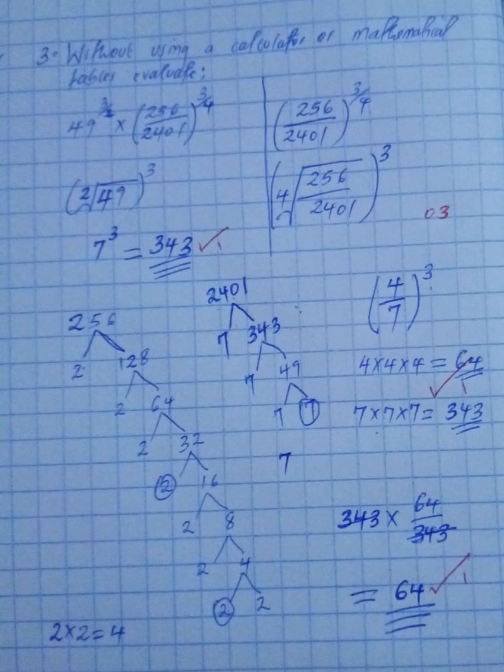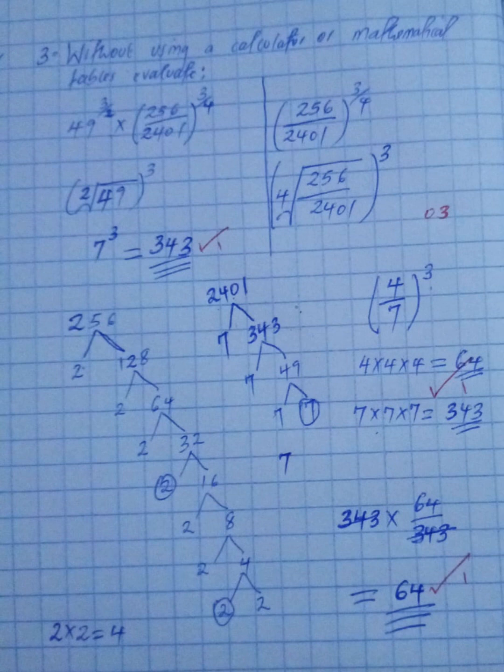To the third question, without using a calculator or a mathematical table, evaluate 49 raised to 3 over 2 multiplied by 256 all over 2401 raised to 3 over 4.